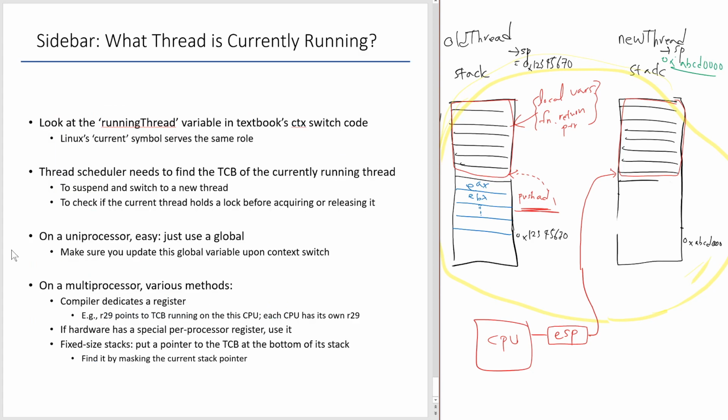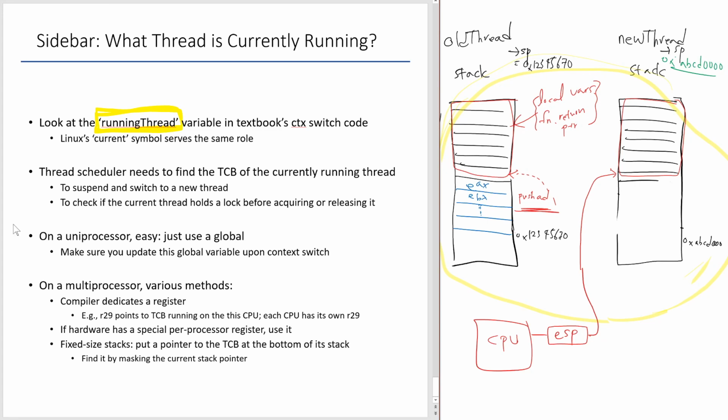All right, so this is the last slide. Since we looked at the gory details of not only the textbook context switch, but also the Linux context switch code, let's tighten some of the loose ends. The last time I asked you a question when we were looking at the textbook context switch code, and there was a symbol, or quote unquote variable name, called running thread.